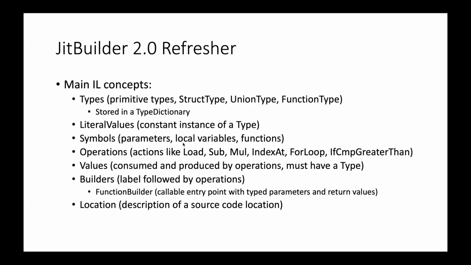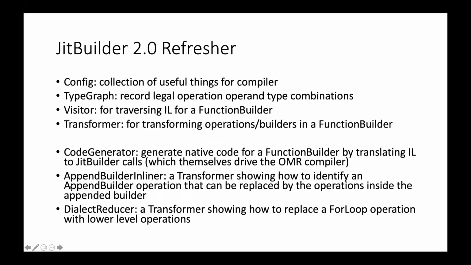There are operations, which are the names for the calls that you would have made in JitBuilder to cause various things to happen, like load a variable, subtract 2 values to produce a new value, index into an array based on an element size, do a for loop, or do control flow, like compare 2 values to see if one's greater than the other. There are values which are consumed and produced by operations, and they are typed, just like most compilers would do.